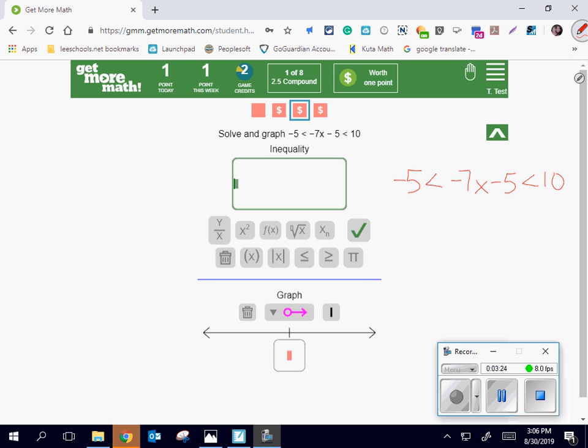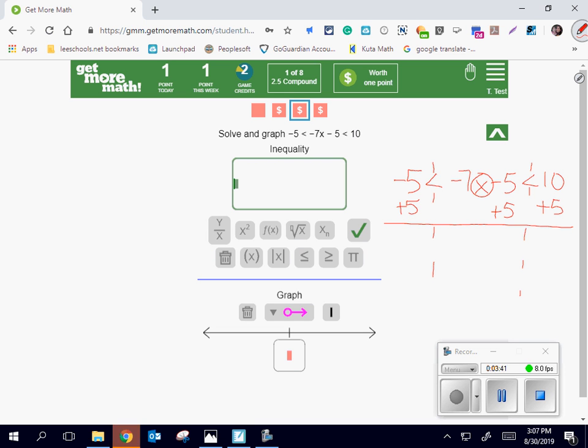All right, my next problem, I am solving for x. I have 3 sides to my inequality. I want to look to the middle. I'm trying to get x by itself, so I first need to undo that negative 5. I'm going to add 5 to both sides. Excuse me, all 3 sides, not both.